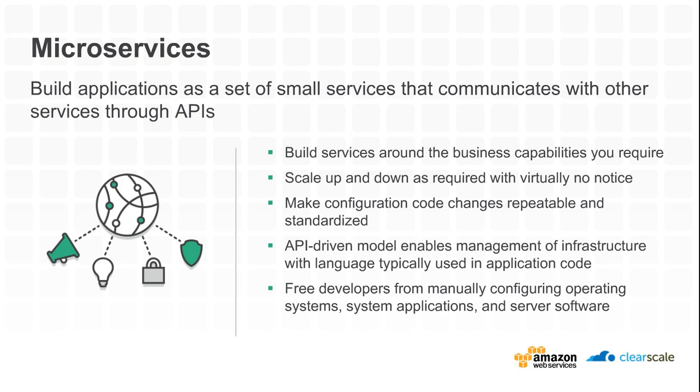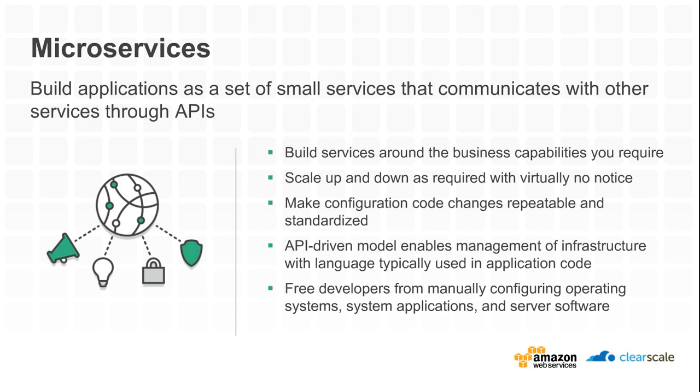So really you are building the services around business capabilities, right? You are not looking into how many servers you need, what type of data flows from point A to point B, and so on and so forth. You are scaling up and down as required, with virtually no notice, because you have infinite compute at your fingertips. Make the configuration code changes repeatable, and this is where it is again important that you are applying those configuration changes as you are moving along in your delivery cycle.